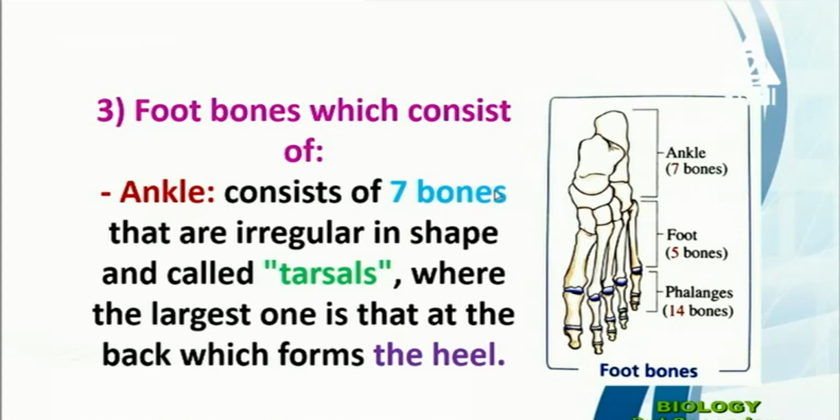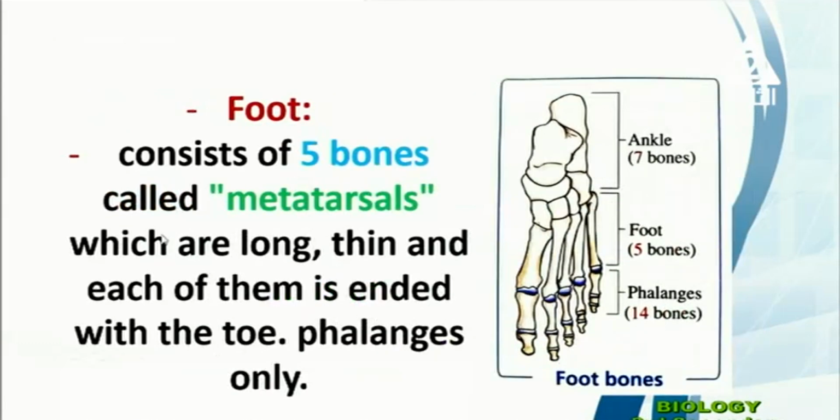Of the 5 toes, each one consists of 3 phalanges, except the big toe, which has 2 phalanges only. This is the 2 phalanges, 1 and 2, while all the others have 3 phalanges.